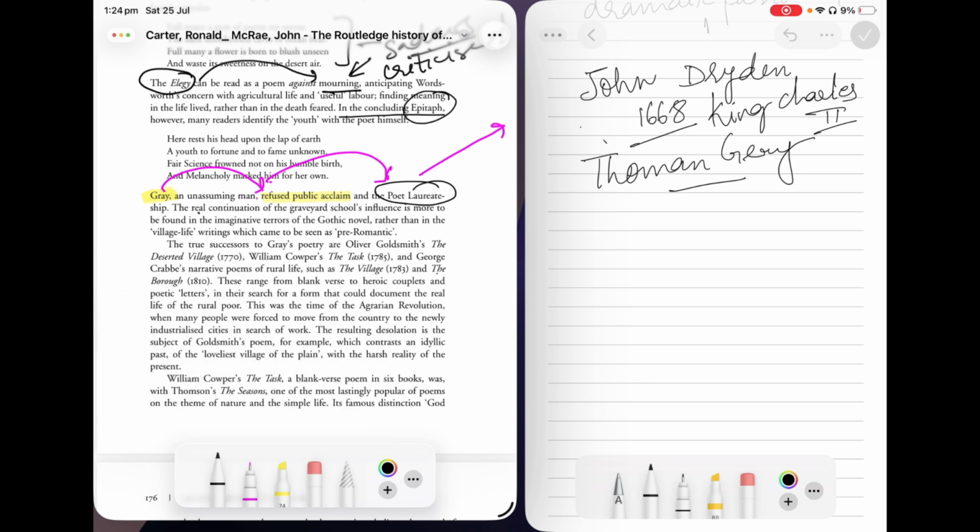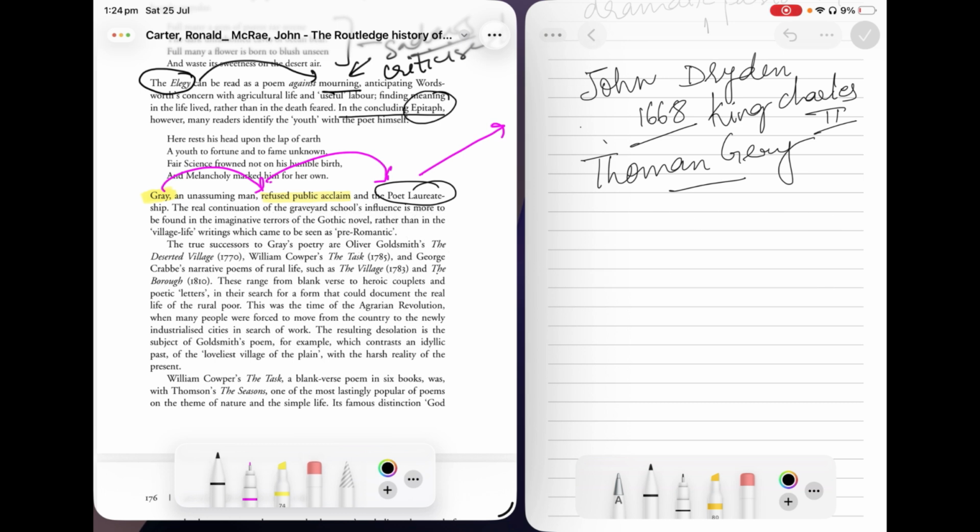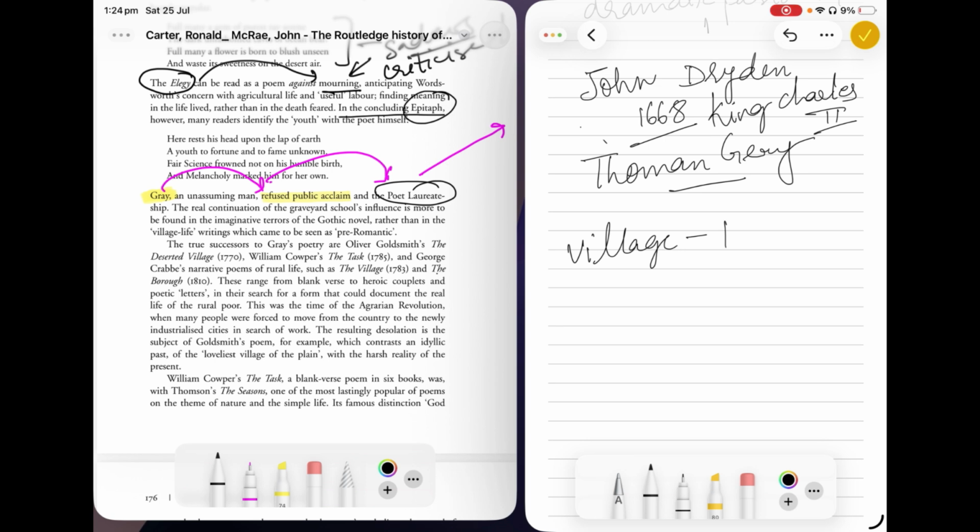The real continuation of the graveyard school is to be found more in the imaginative terror of the Gothic novel than in village life writing, which came to be pre-romantic. Actually he was writing very well, but that was not liked by the companion writers of Thomas Gray. They think, if he's writing on the village or on sadness and melancholy, so why does his poetry have enjoyment, why does it have imagination.